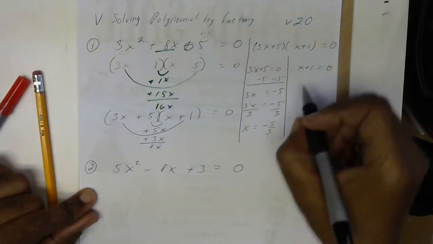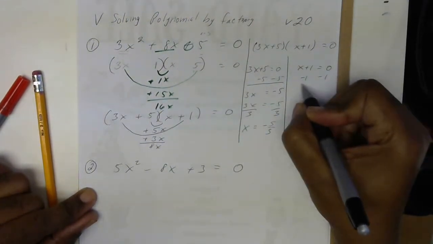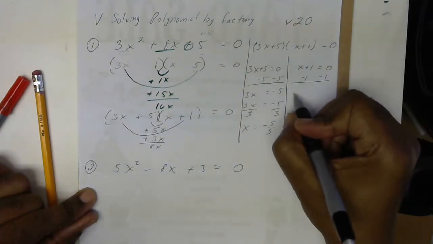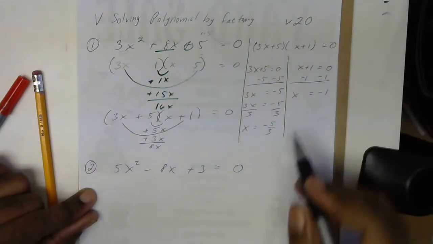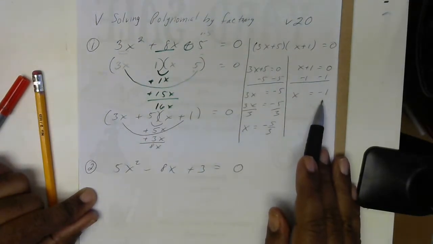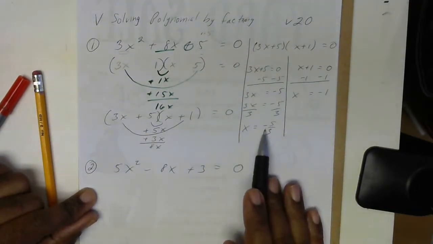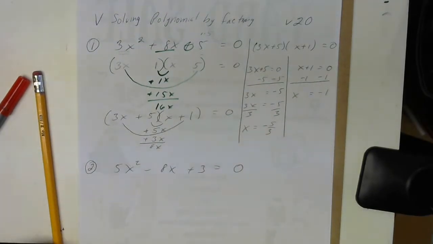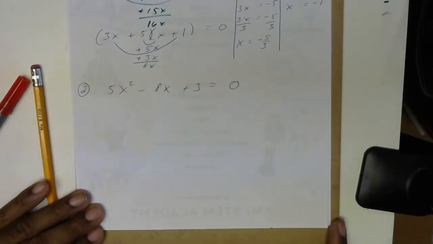Over here, to solve for x, I want to subtract 1 from both sides. This will give me x equals negative 1, and the x is isolated, or by itself, and this side is simplified. So that's negative 1, and this is negative 5/3. We're done. Alright, let's move to number 2.